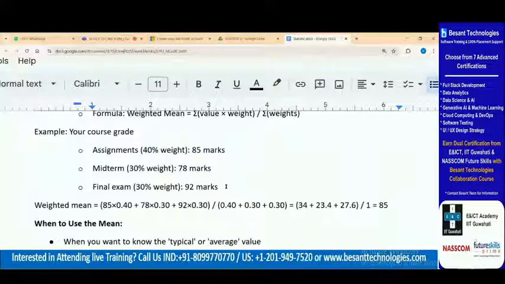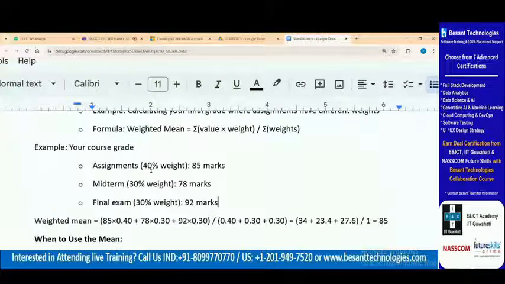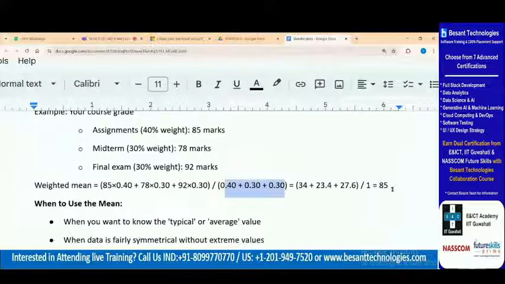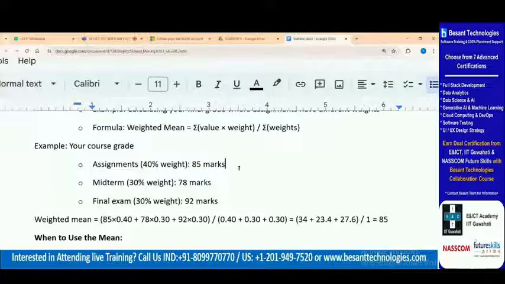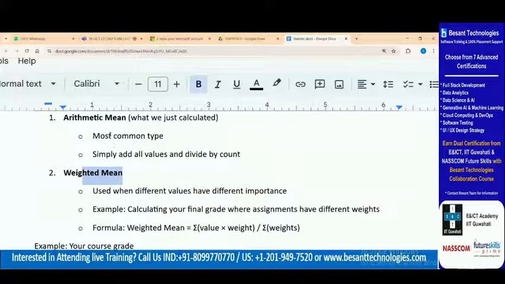If you have n number of aspects, you can just join them here, okay? Then divide by the total weights. So what are the weights here? Just 0.40, 0.30 and 0.30. I'm adding them, and together you get the value 85. So if you consider weights, it's called the weighted mean. If you don't consider weights, it's called the arithmetic mean.